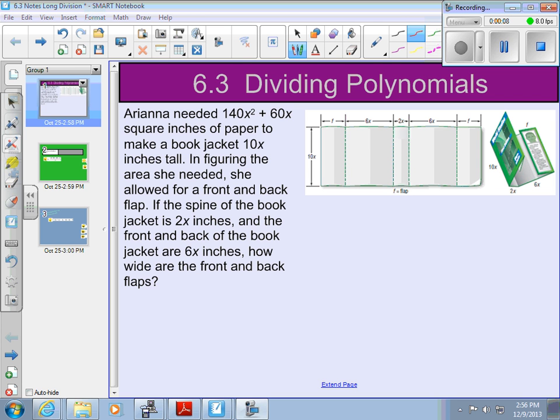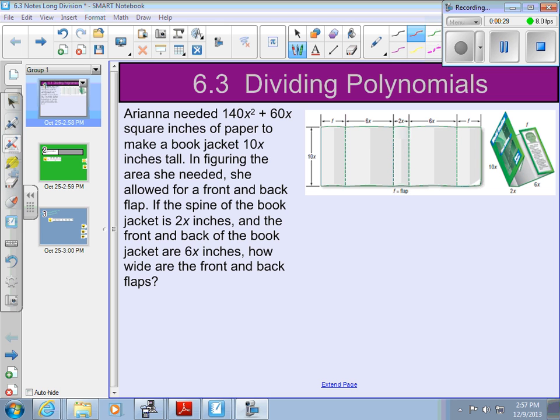The first example on your note sheet says Ariana needed 140x squared plus 60x square inches of paper to make a book jacket, 10x inches tall. In figuring the area she needed, she allowed for a front and back flap. If the spine of the book jacket is 2x inches and the front and back of the book jacket are 6x inches, how wide are the front and back flaps?